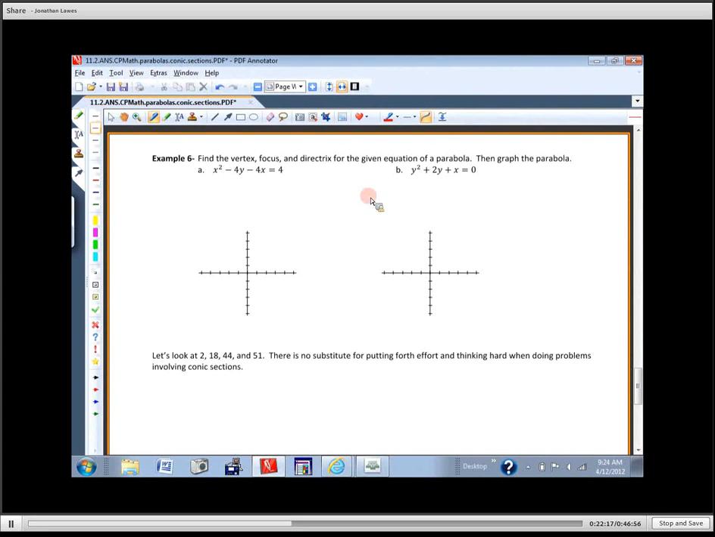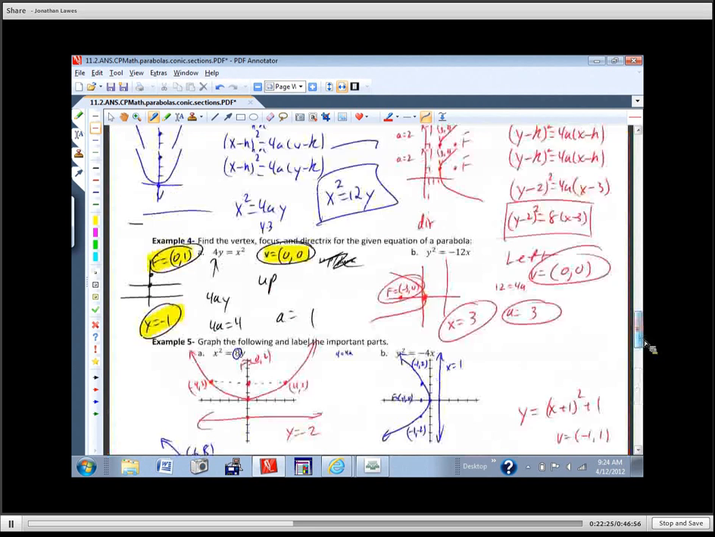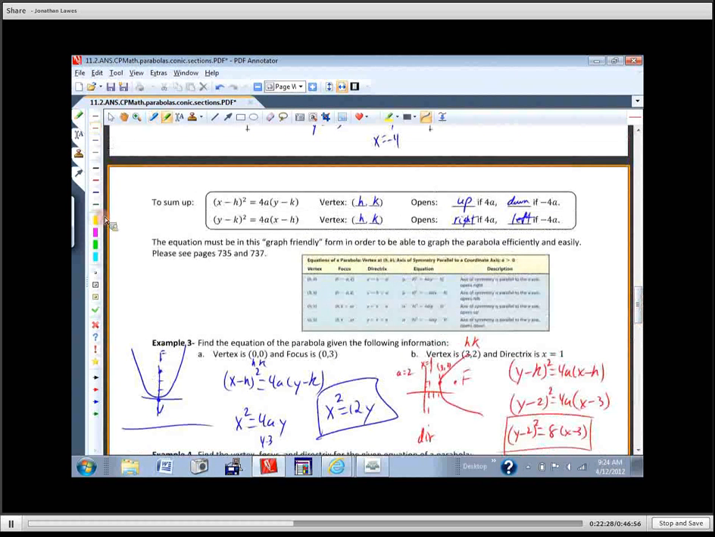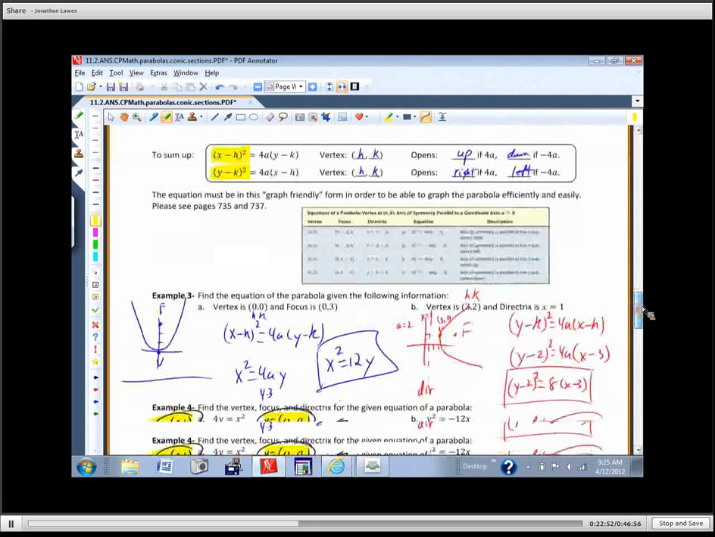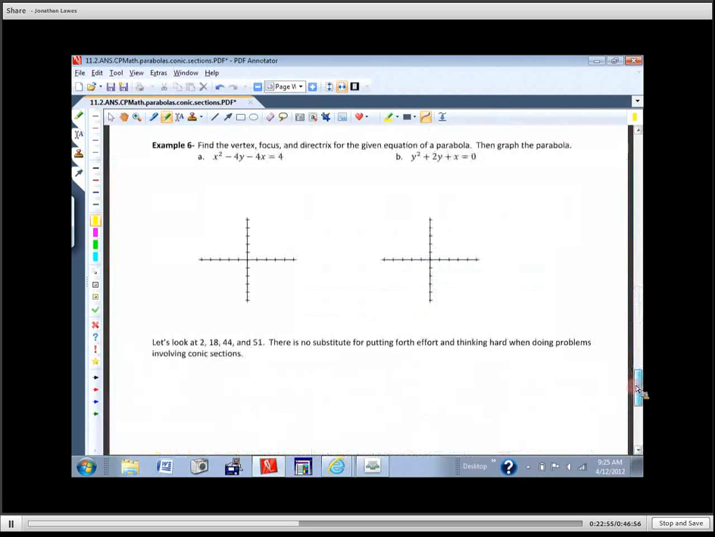They're not what? They're not complete. They're not in that graph-friendly form. Okay, that graph-friendly form was one of these 2 things right here. We either have to make a perfect square with x and get all the stuff with y on the other side and factor the constant out, or make a perfect square with y and get all the stuff with x over here and factor out the constant. Again, if y squared, which way does it open? To the side, right or left. Okay, and if x is squared, it's up or down, and then we tell what it is by whether it's a positive or a negative. Okay? So we need to make it look like that. We need to get it in that graph-friendly form, if you want to call it that.